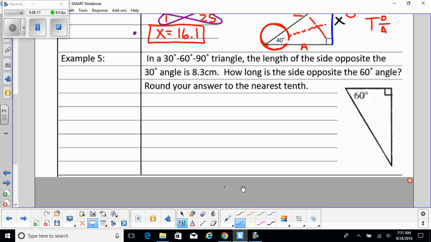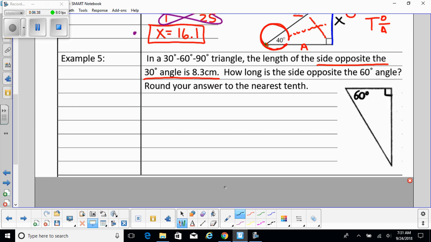Well, first and foremost, we need to understand what we have been given and where it is on this picture. It says the side opposite the 30-degree angle is 8.3 centimeters. But if I look at my picture, I've got a 60-degree angle here. Of course, we've got a 90-degree angle here. And the question is, where's that 30-degree angle?